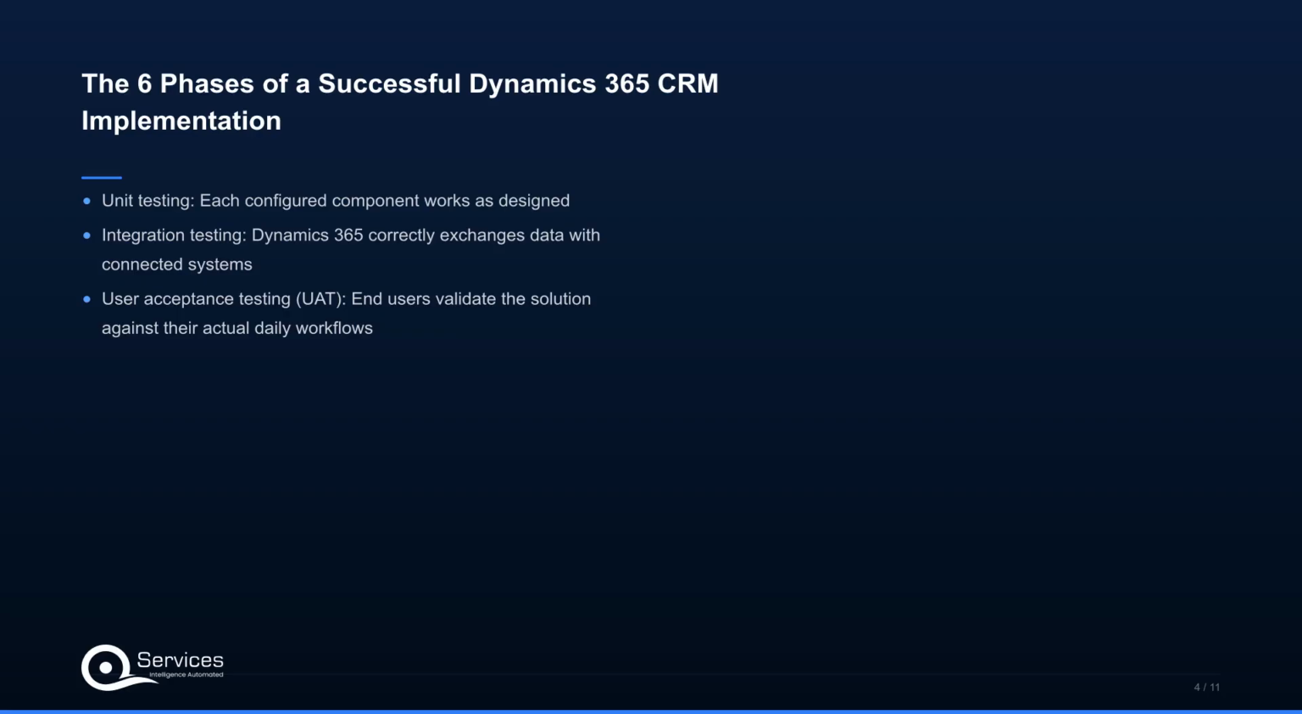Let's talk about the 6 phases of a successful Dynamics 365 CRM implementation. Dynamics 365 implementation typically takes 3 to 18 months depending on modules, users, and customization complexity. That range is wide, and the variance almost always traces back to how rigorously each phase is executed. This phase is where most projects either set themselves up for success or plant the seeds of future delays.